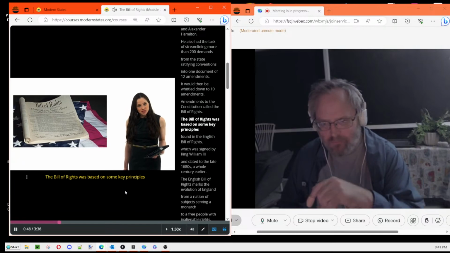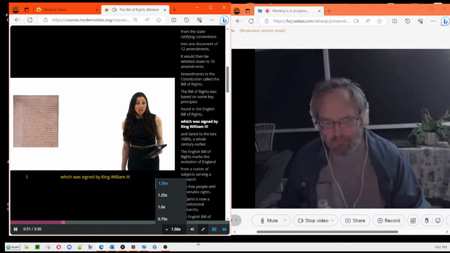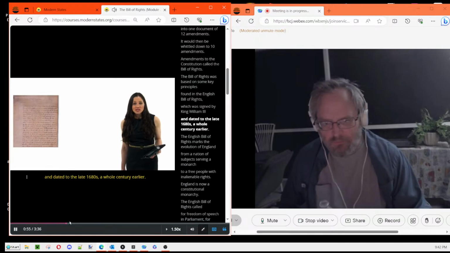The Bill of Rights was based on some key principles found in the English Bill of Rights, which was signed by King William III and dated to the late 1680s, a whole century earlier.